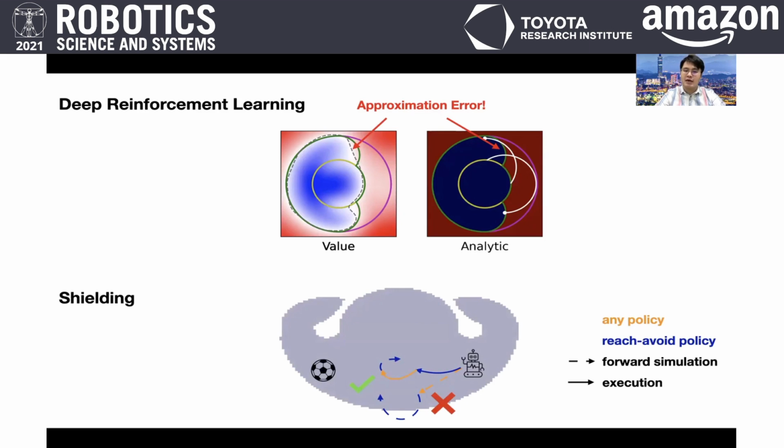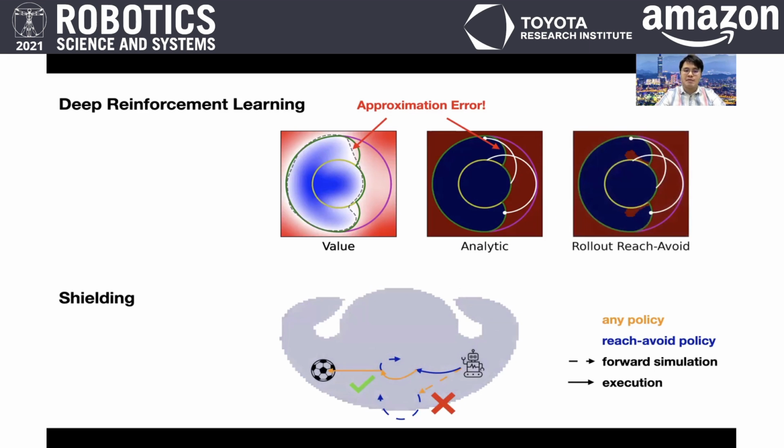The shielding scheme guarantees recursive feasibility. This reach-avoid set can be obtained by the policy rollout. There is no false success. Thereby, it ensures the success of the shielding scheme provided we have an accurate simulator available at runtime.